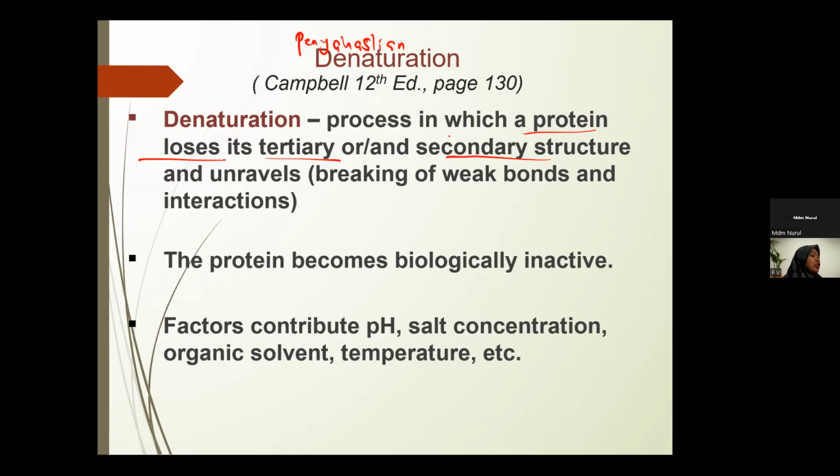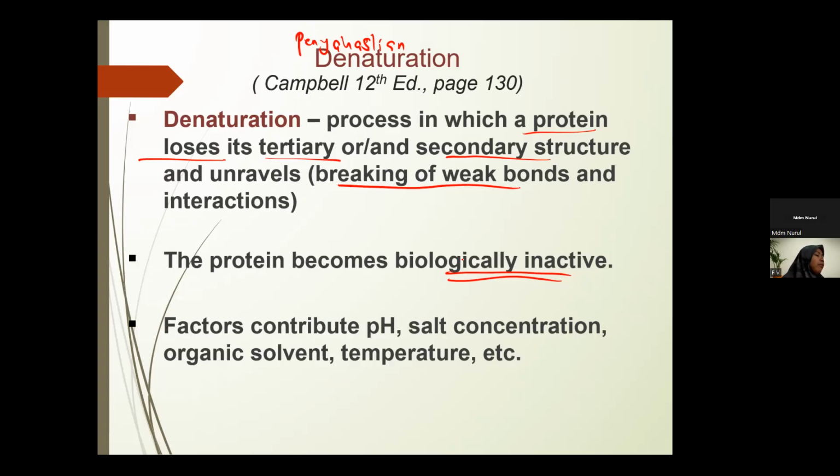Right. Due to the breaking of the weak bonds and interaction. Disebabkan oleh itulah terputusnya ikatan-ikatan yang lemah tu lah. Right. And what happened to the protein? The protein is said to be biologically inactive. Protein tu tidak boleh diguna pakai lah kiranya. Inactive. Kan? Kalau enzim tu tak boleh pakai. Kalau antibody tu tak boleh nak bekerja dan sebagainya.